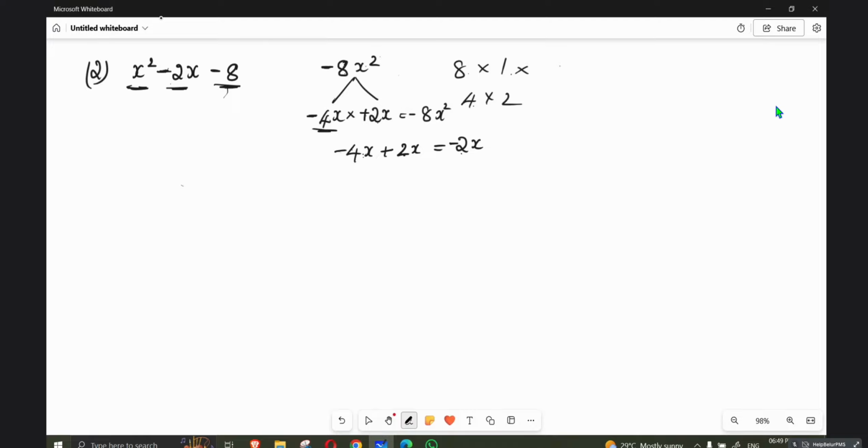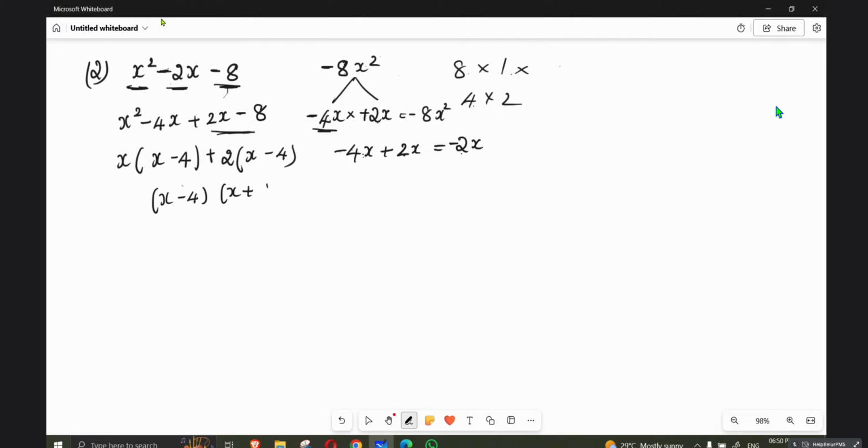Okay, so what will I get here? X square. Instead of minus 2x, I will put minus 4x plus 2x. And minus 8 here. So if I take x common, what will I get? X minus 4. Plus, here what can I take common? 2. So what is remaining here? X minus 4. I will get x minus 4 into x plus 2.